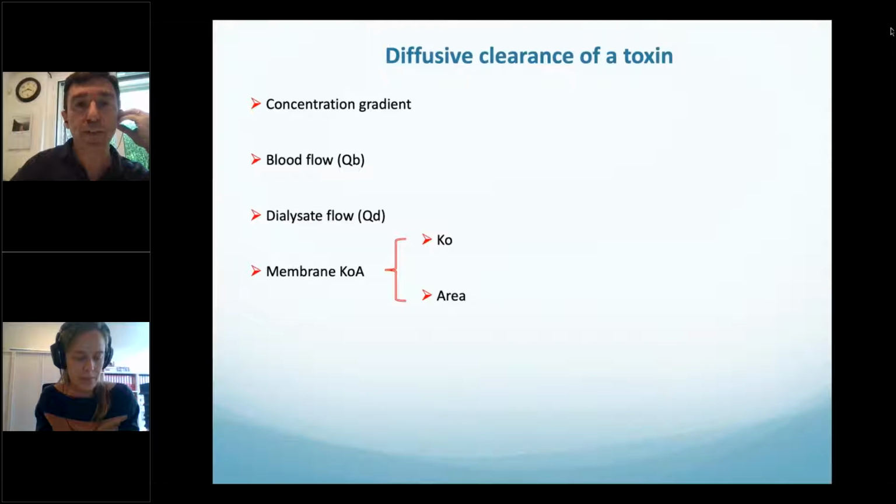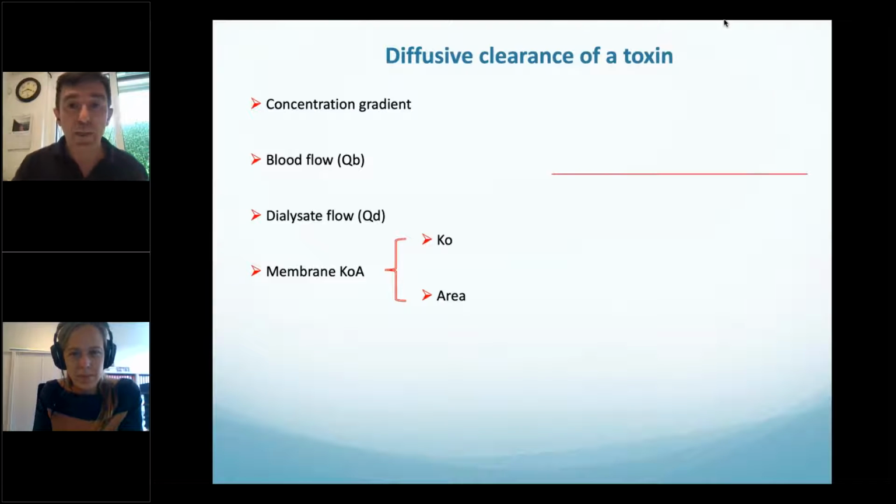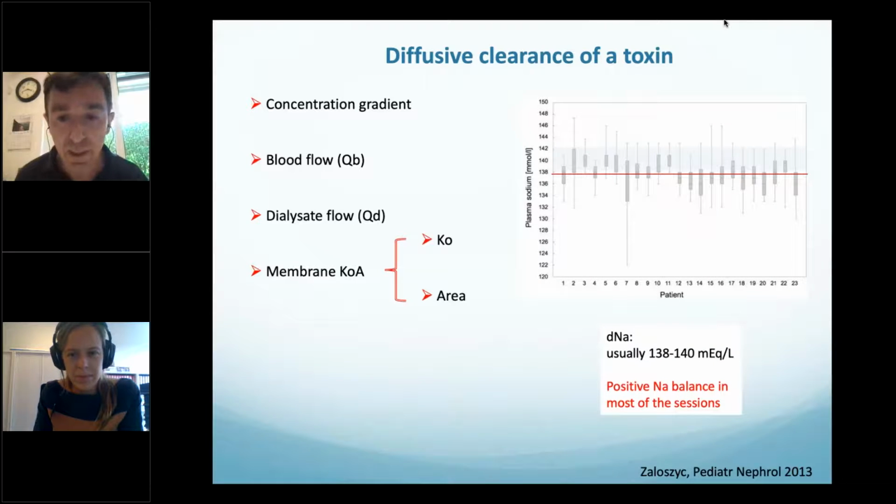How to improve the clearance of a given toxin by diffusion? We can act on four factors. The first one is the concentration gradient, which is the difference between the plasma and dialysate concentration of the solute. It seems intuitive, but in the clinical practice, not so easy.